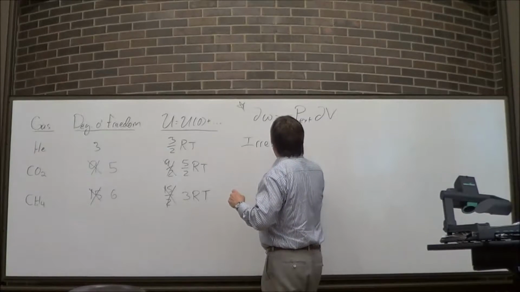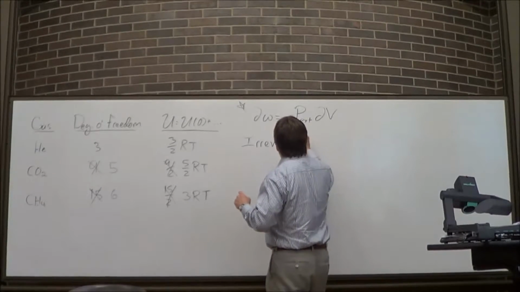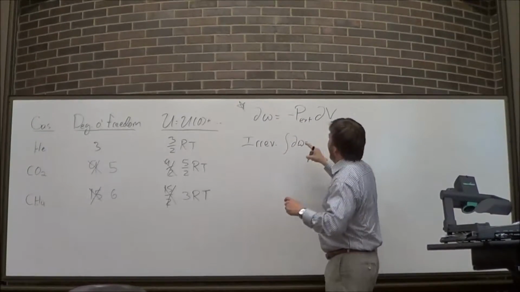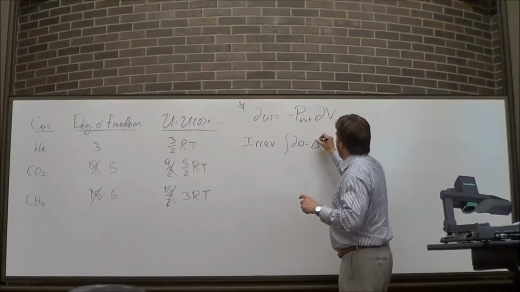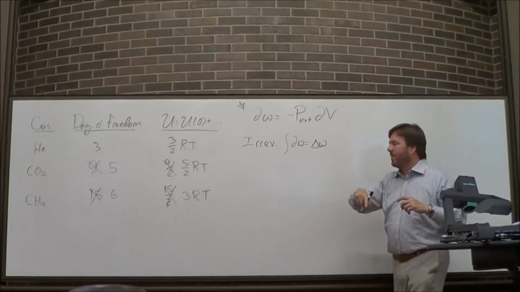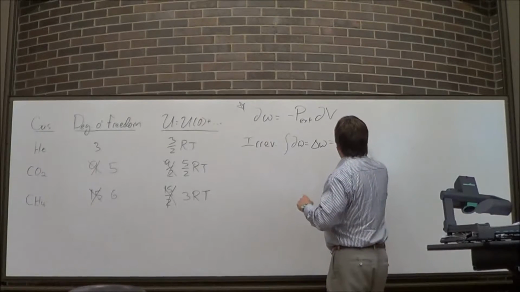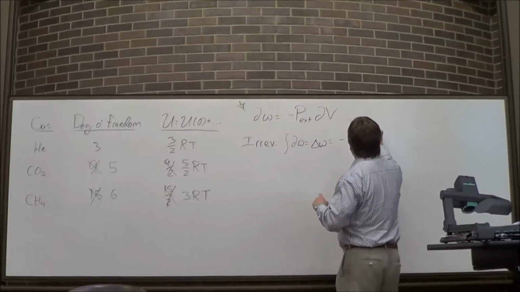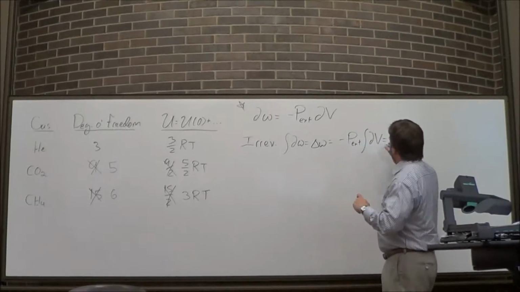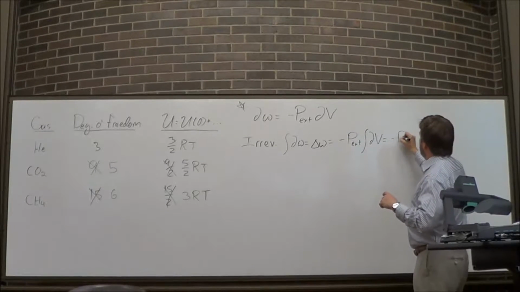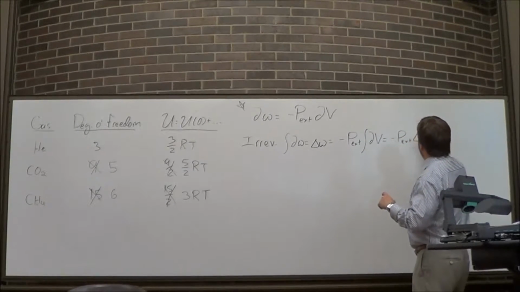So to get the fine idea, remember these are probably on the test. They need to be integrated for them to have meaning, so I integrate it. Now I can take the exterior pressure outside of the integral because it's constant, that's the definition of irreversible as we know it right now, and here you go.